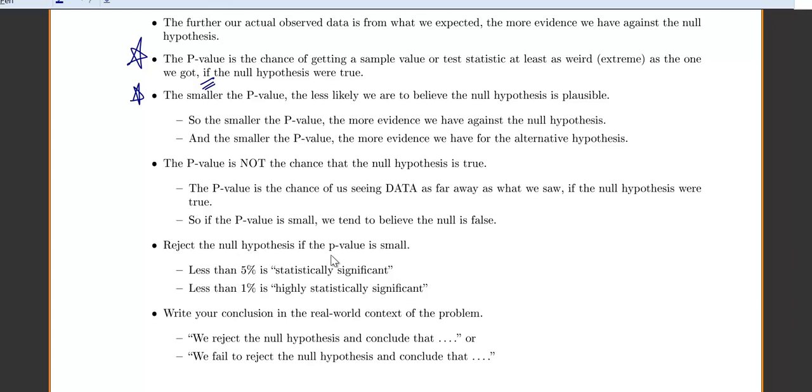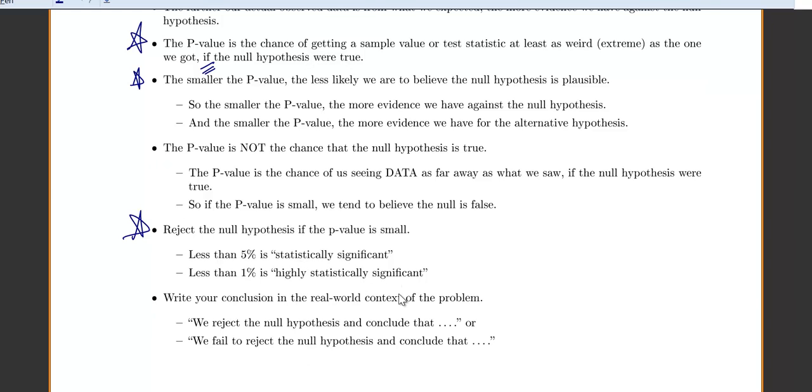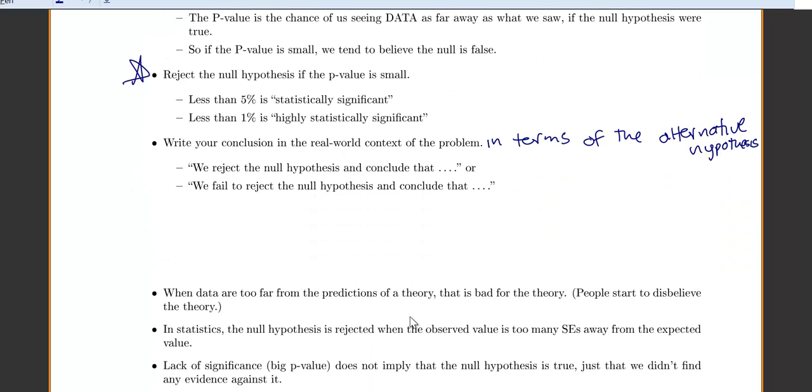Now, we reject the null hypothesis if the p-value is small, so that's something you should know as well. Less than 5% we say statistically significant, less than 1% would be highly statistically significant. And don't forget that you write your conclusion in the real-world context of the problem, and it's always in terms of the alternative hypothesis. So we reject the null hypothesis and etc., or we fail to reject and etc.